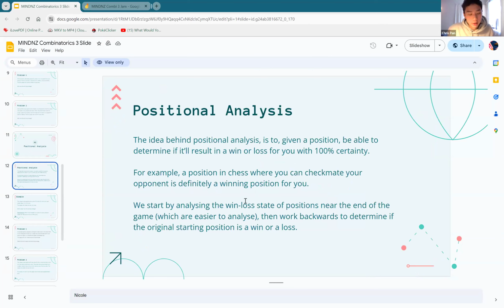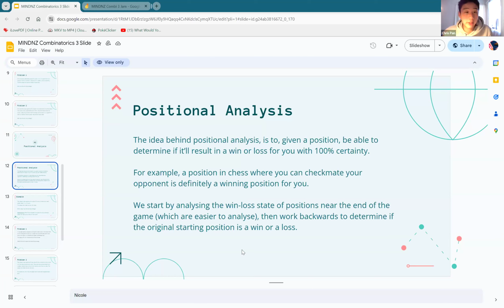A losing position, on the other hand, I'm just going to define as: you're given this position, it's your turn, you have to make a move, and you can't make any move to win the game. In a game where there are no draws, every position is either winning or losing.